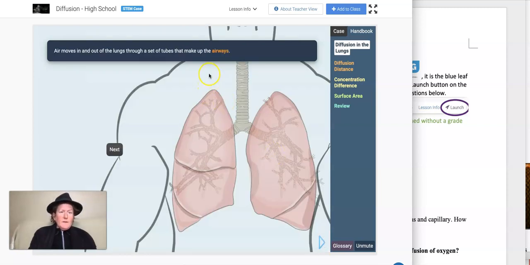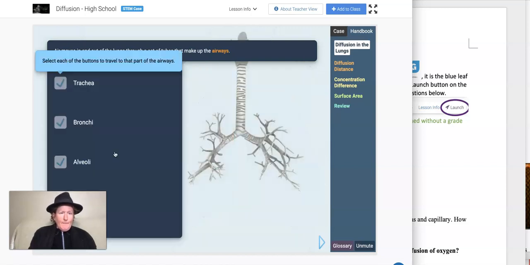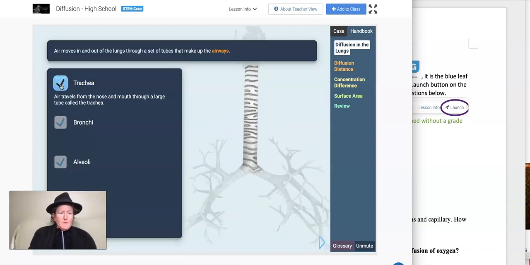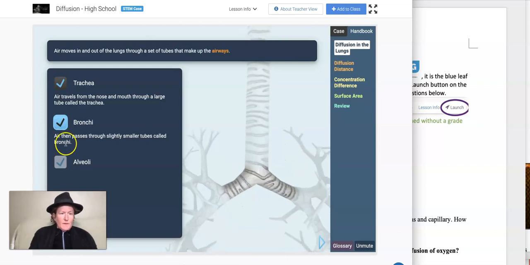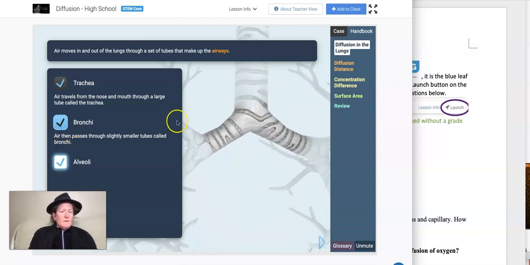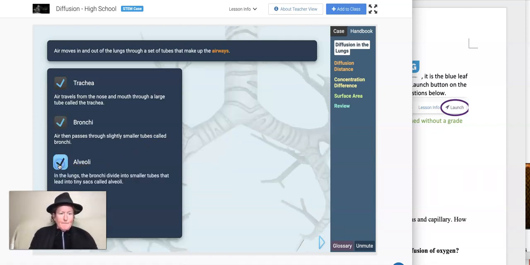Air moves in and out of the lungs through a set of tubes that make up the airways. We're going to travel to different parts of the airways here. The trachea is the tube that you can feel in the front of your neck here. It's kind of ridged with cartilage, so it doesn't collapse when you're trying to breathe. The bronchi are down in your lungs. The trachea branches into two directions, one for each lung.